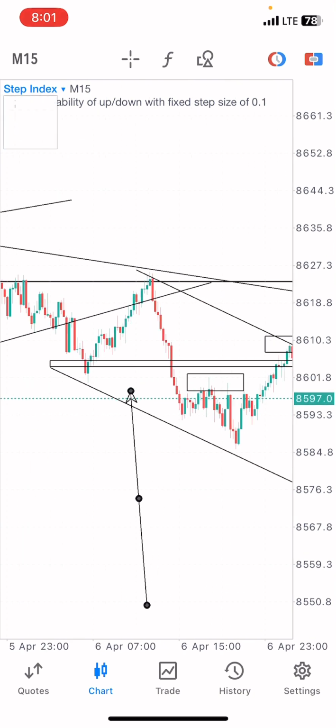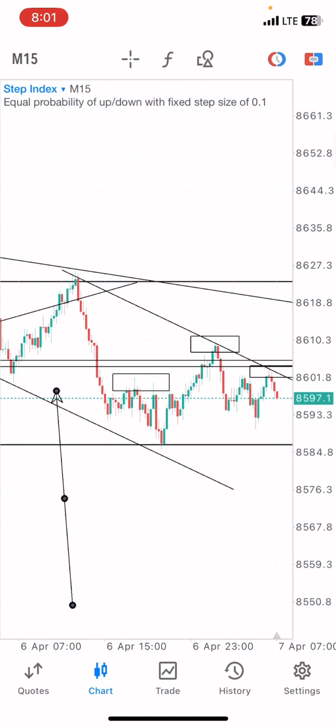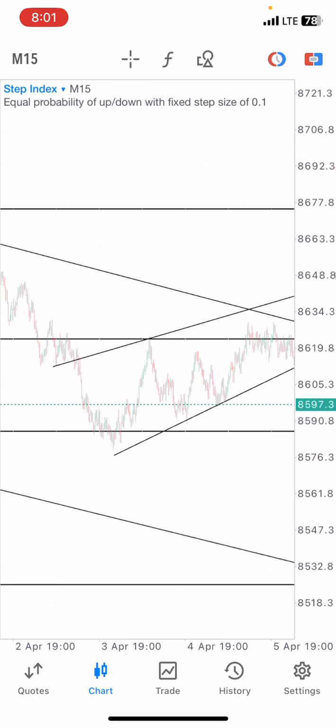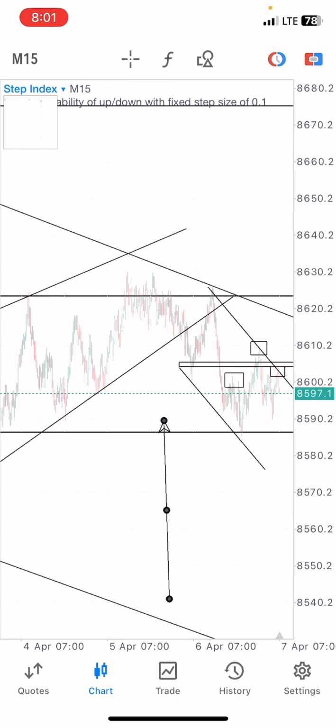So we have to spot our next key level, which is at this point, because you can see price reacting here, price reacting here, price reacting here, and we're expecting price to give us a downward move, to give us a reaction at this point, to give us a move above from this level.